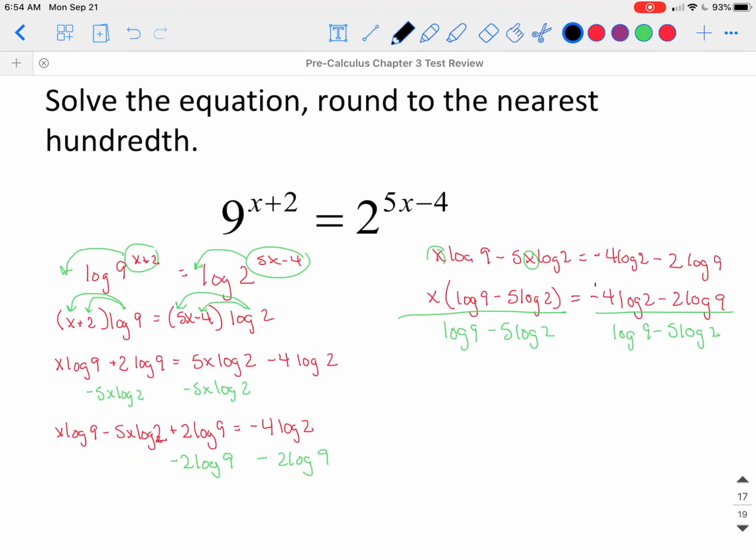When you put that into your calculator, make sure you have parentheses around the numerator and the denominator so the calculator does the calculation correctly. And you should end up with x is equal to 5.65.